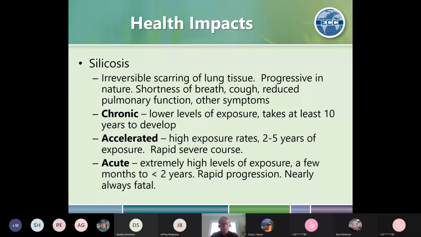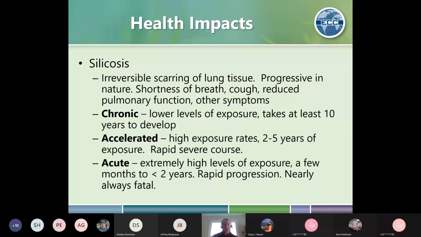And what the OSHA standard is designed to prevent or protect against is chronic silicosis, which occurs when you have exposures at lower levels, but over a long period of time. So this normally takes like 10 years to develop. You can't really see it happening. It's so gradual that before you know it, you have reduced capacity. But it occurs over time.